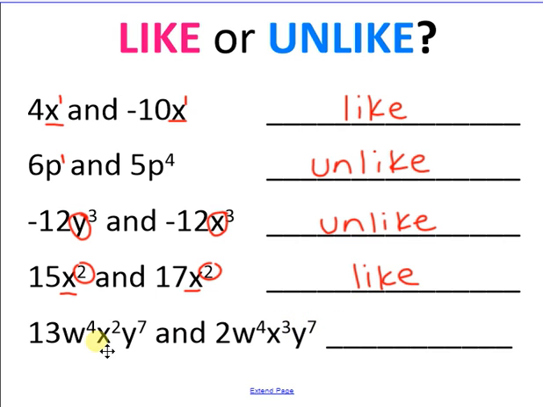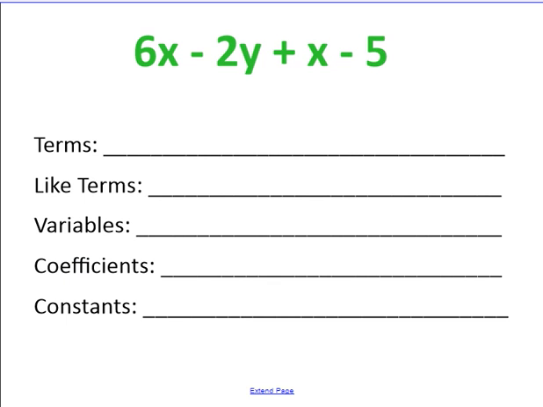We need to check, do all of the variables match and do all of the exponents match? W to the 4th, w to the 4th. We're good so far. X to the 2nd, x to the 3rd. We have a problem. These exponents right here are different, so they are not the same, so these are unlike terms. When they're all smushed together like this, that means that they're all together as one term, and so they all need to match.